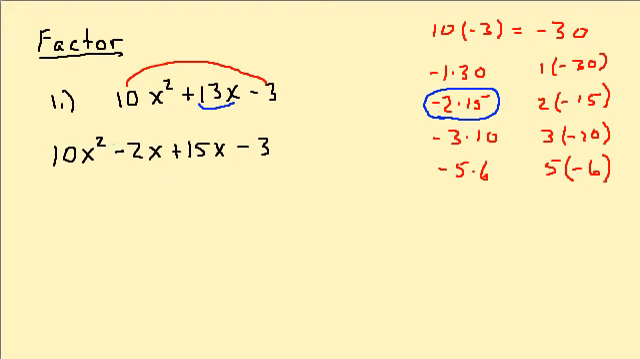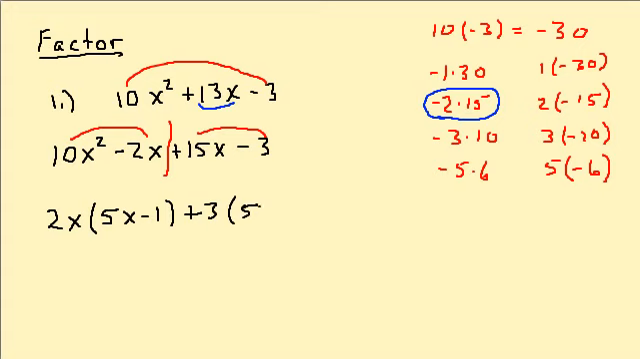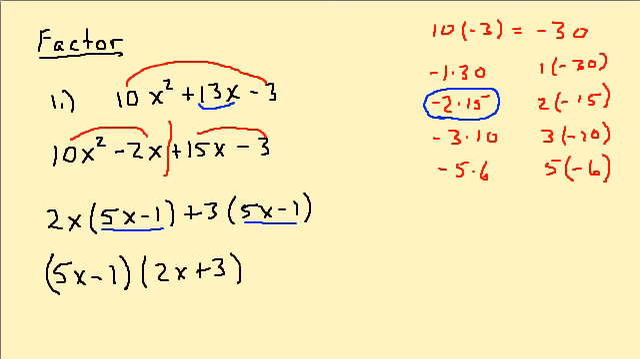So now I'm going to factor by grouping. I'm going to split it down the middle, and then I need to factor the first part and factor the second part. Out of the first part, I can factor out 2x, and that's going to leave me with 5x minus 1. And out of the second part, I can factor out a 3, and that's going to leave me with 5x minus 1. So now I have a common binomial factor, 5x minus 1, so I can factor that out. So I get 5x minus 1 times 2x plus 3. And there's my answer.